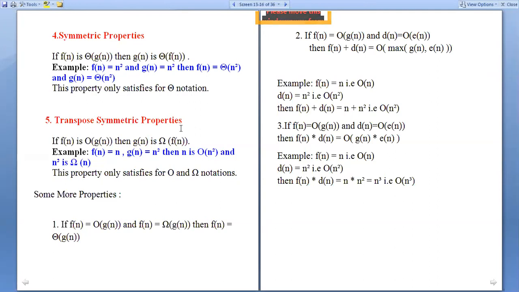Next, transpose symmetric properties. If f of n is big O of g of n and g of n is omega of f of n, then f of n is equal to n and g of n is equal to n square. Then n is big O of n square and n square is omega of n. So what we are doing here, transpose symmetric properties. F of n is same as big O of g of n. G of n is same as omega of f of n.